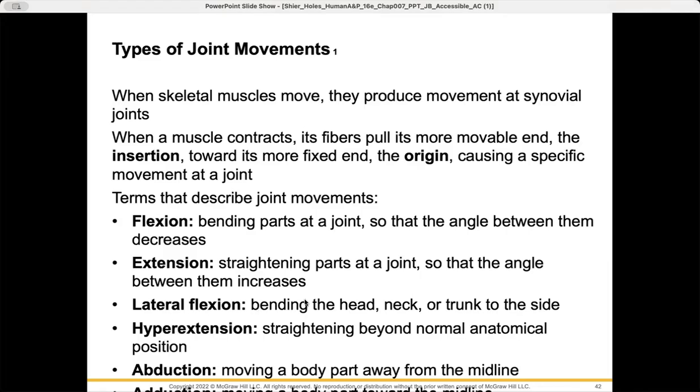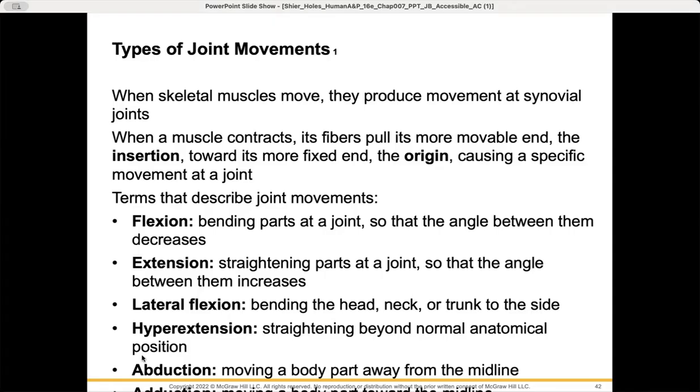Lateral flexion involves the whole body, typically. So when you bend your head, neck, and trunk to one side of the body, that's lateral flexion. Hyperextension is going beyond normal anatomical position during an extension.